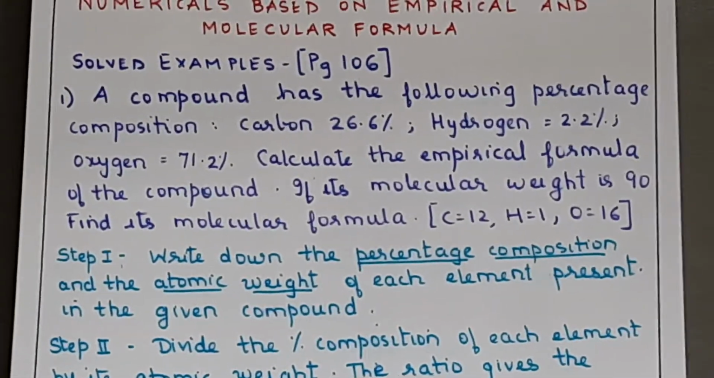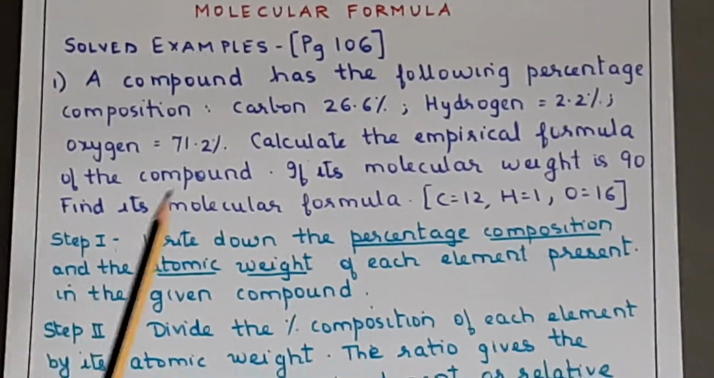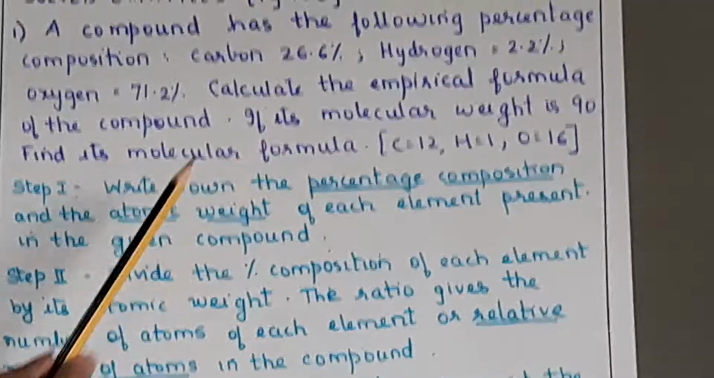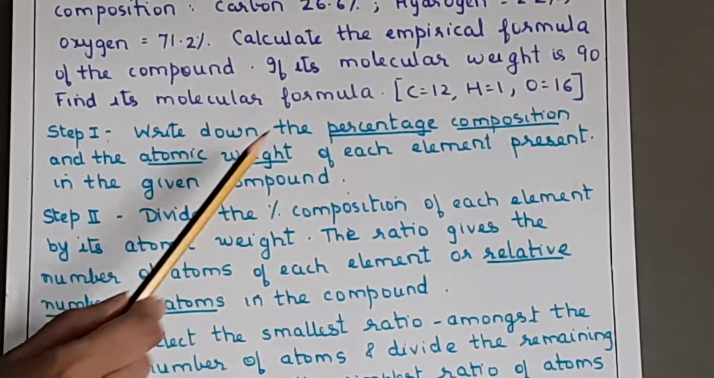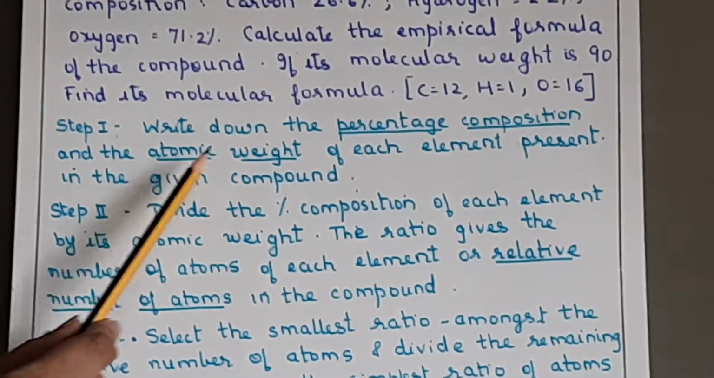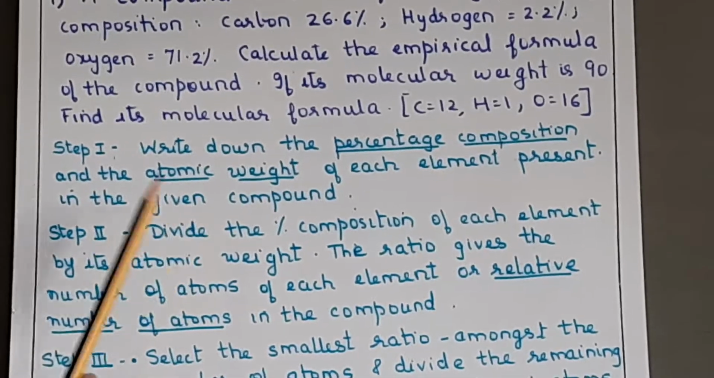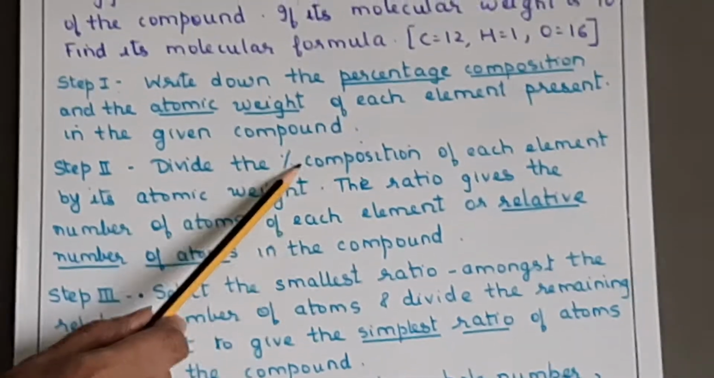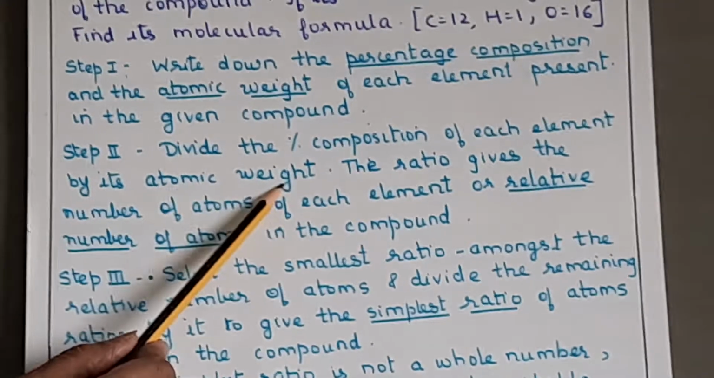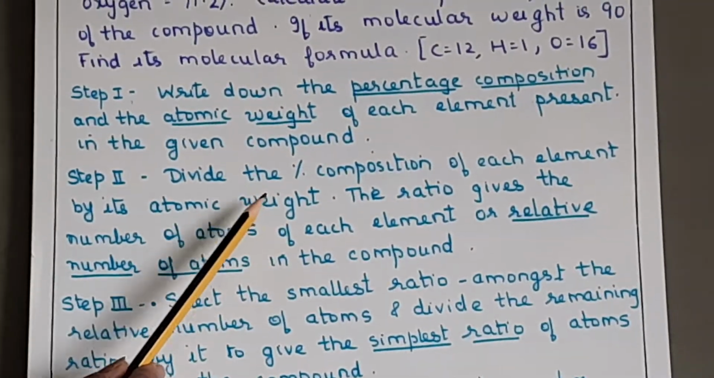In that, your first column will be element, second column will be percentage composition, and third column will be atomic weight. Okay, this data is given to you in the sum, that is percentage composition and atomic weight. Now once you make that, what is your second step? You are going to divide the percentage composition of each element by its atomic weight. Okay, that is your second step.